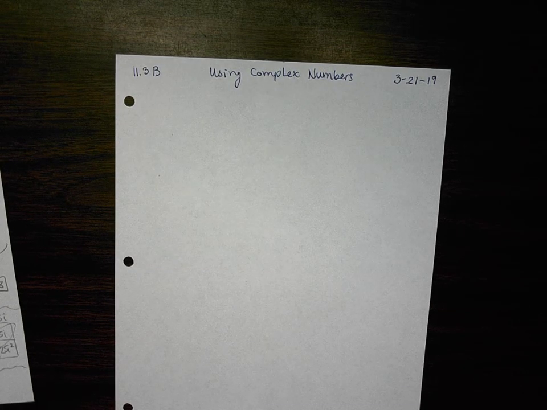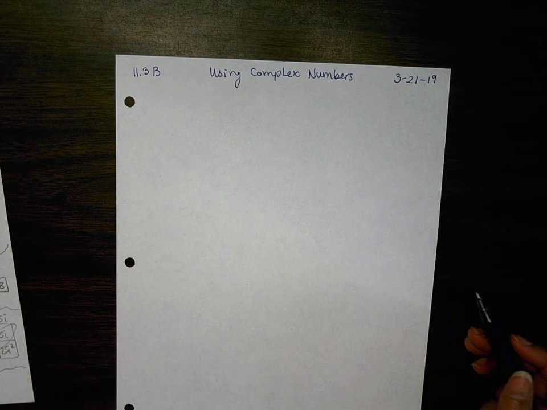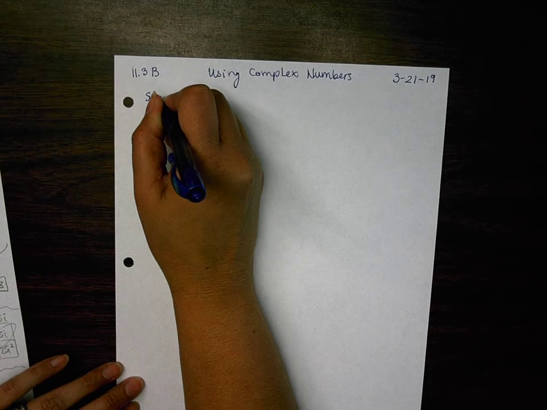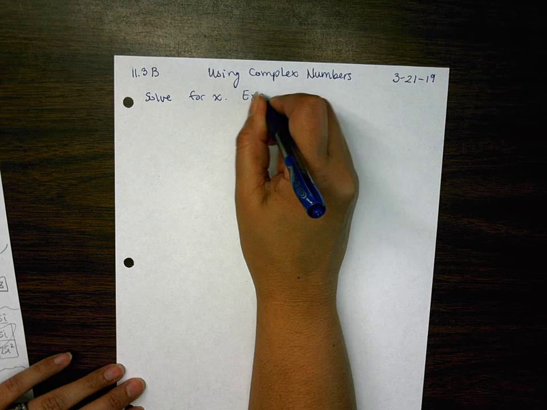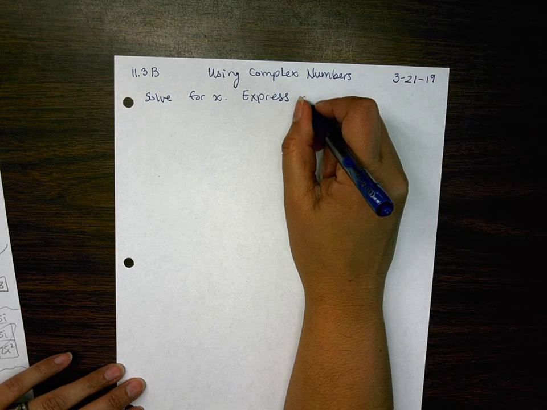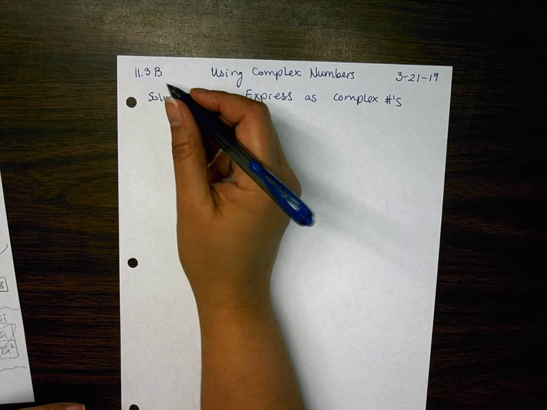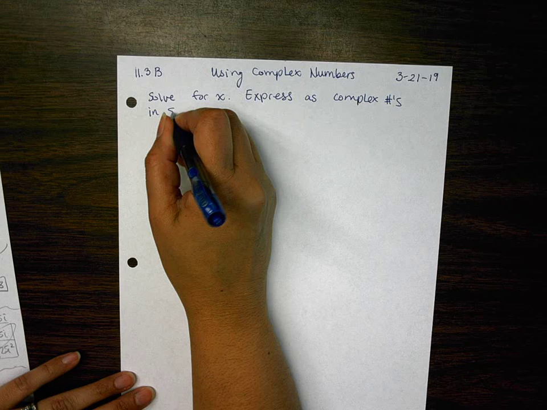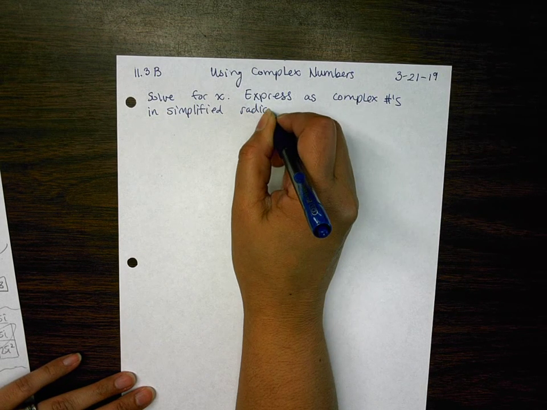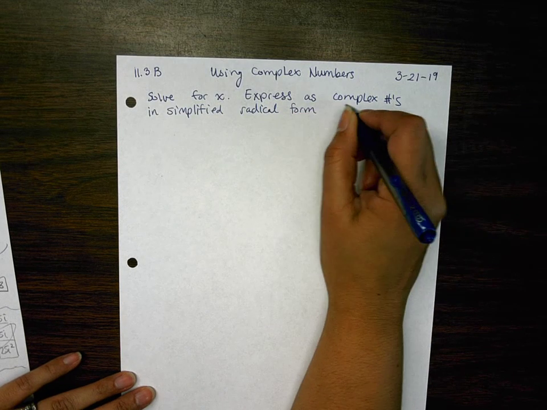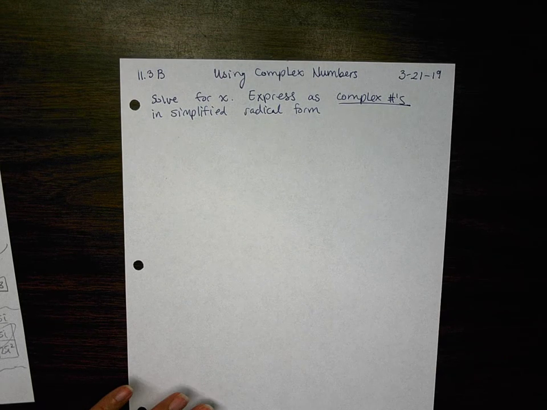Today should feel a lot like review. We're going to be completing the square like we've been doing, but now using complex numbers. Let's write this down. Solve for x. Express as complex numbers in simplified radical form. Okay, so not all, but some and most of our answers will be complex numbers.